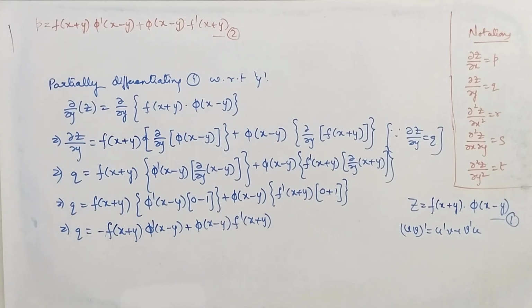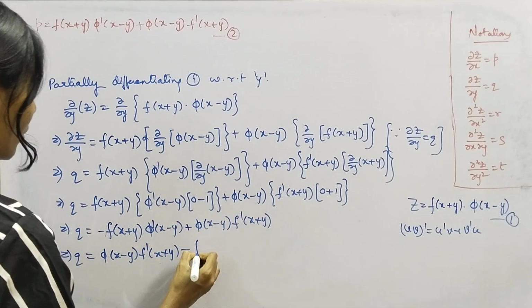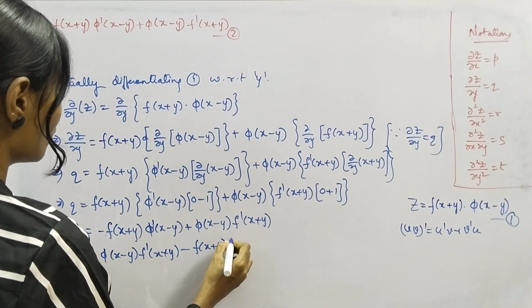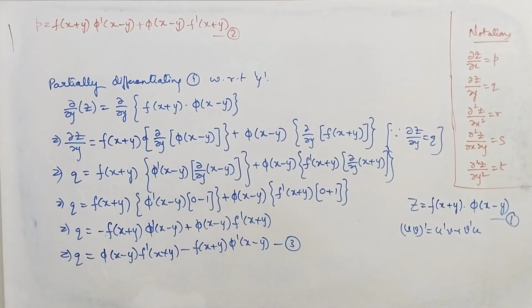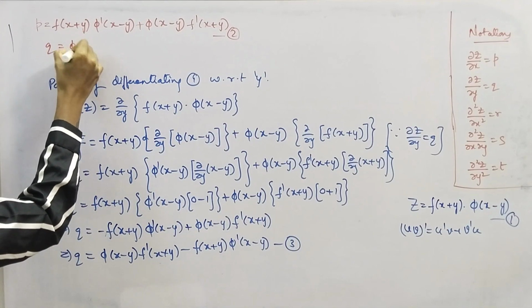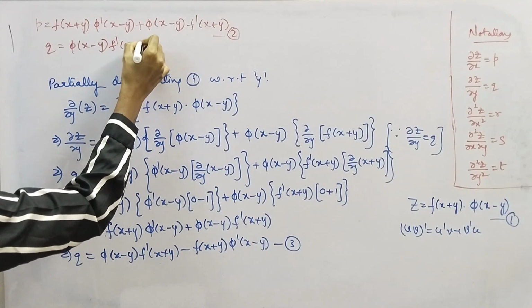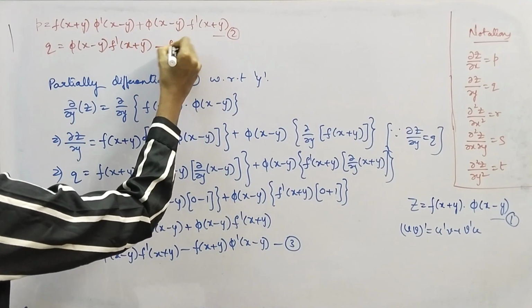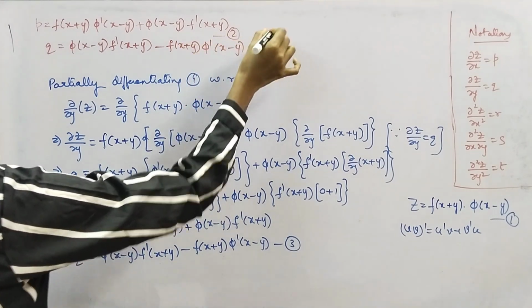Or you can write the same thing as, let's write the term involving plus sign first. So we'll get phi of x minus y into f dash of x plus y minus f of x plus y into phi dash of x minus y. Consider it as equation number 3. That is q equal to phi of x minus y into f dash of x plus y minus f of x plus y into phi dash of x minus y.